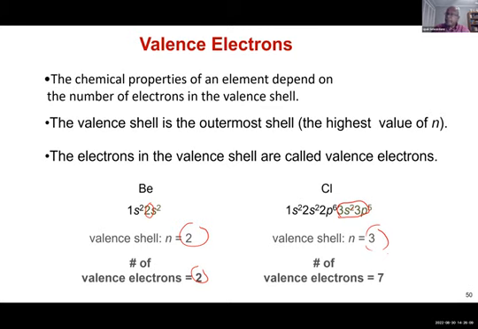Now you learn the most important thing in chemistry: how to write an electronic configuration and find out how many valence shell electrons there are. Valence electrons come from the electronic configuration and using the periodic table.